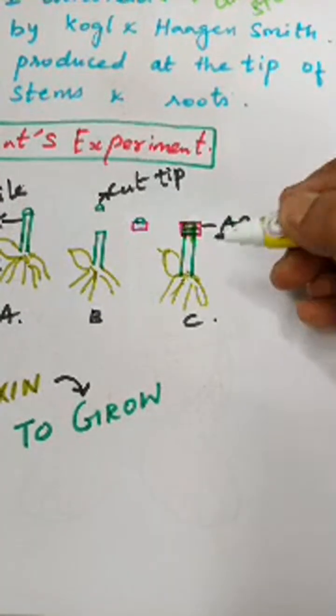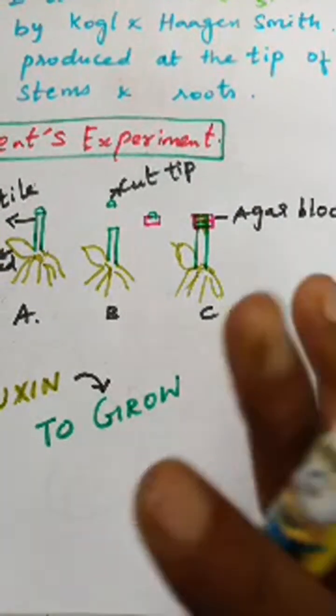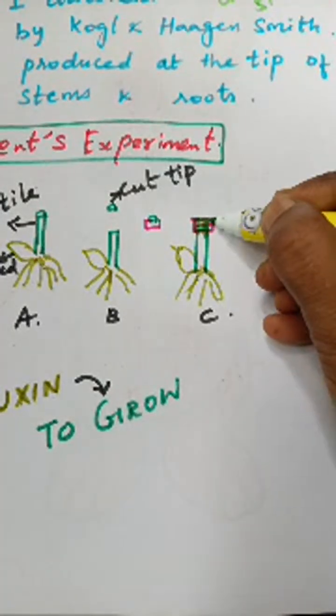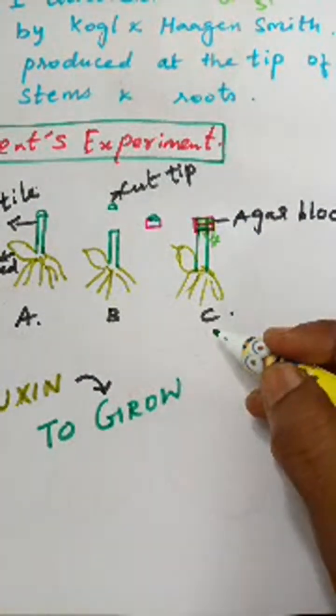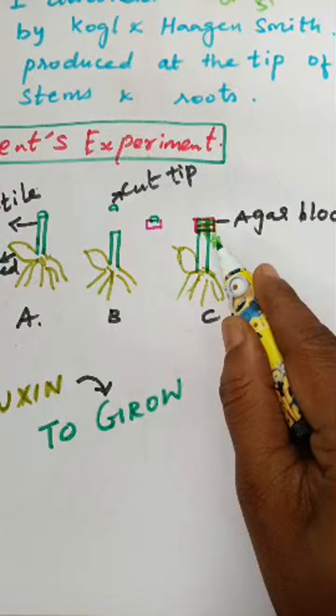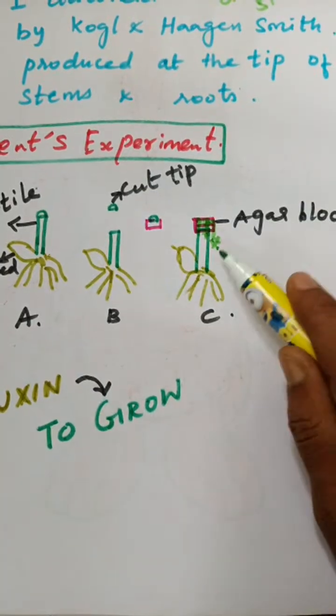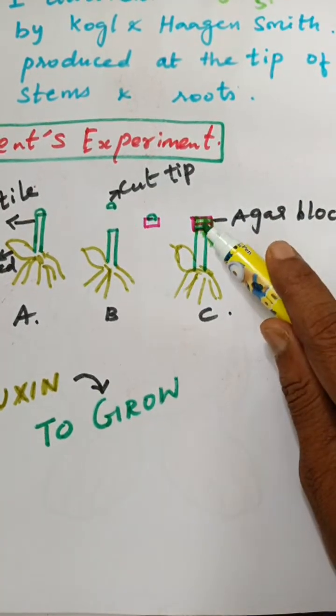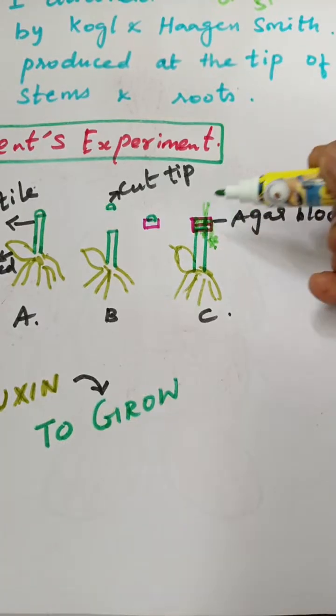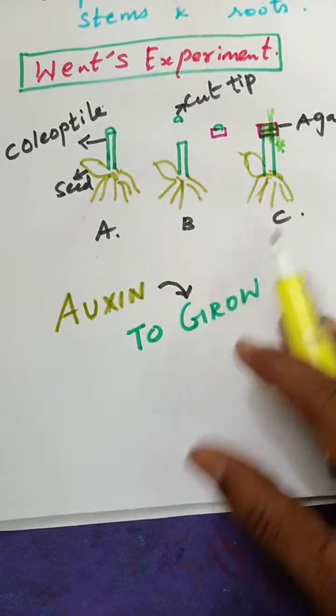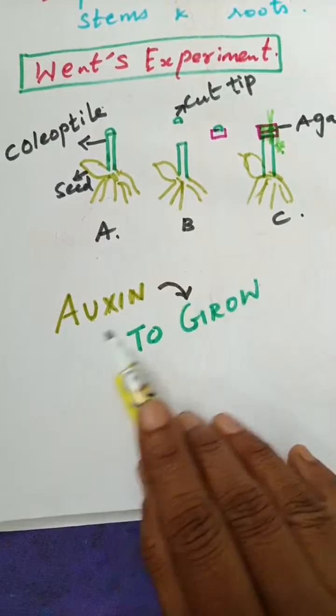What is the reason behind that? He found there were some chemicals which had diffused into the coleoptile. Those chemicals induced the growth of the coleoptile further, so it started developing further. Okay, so what did he find? It was nothing but the auxin.